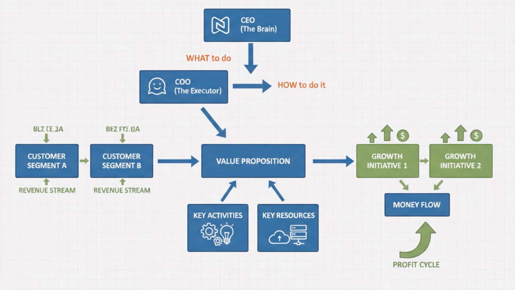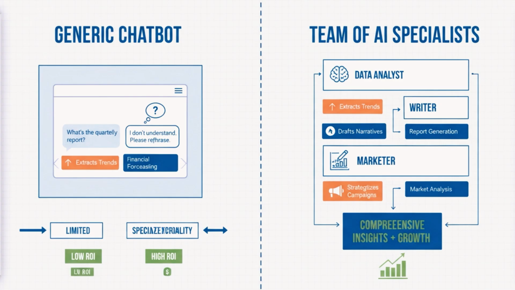While my CEO, Notion, decides what to do, my Chief Operating Officer, a team of custom ChatGPT agents, decides how to do it and then actually does the work. This isn't about asking the generic chatbot to write an email. This is about building a team of specialists, each trained for a specific high-value task in your business.